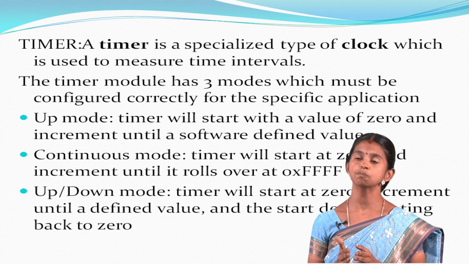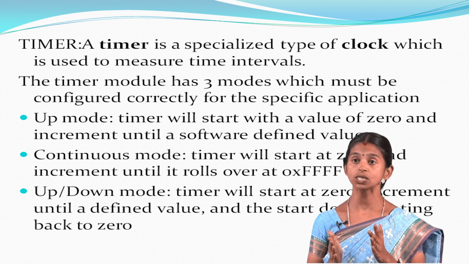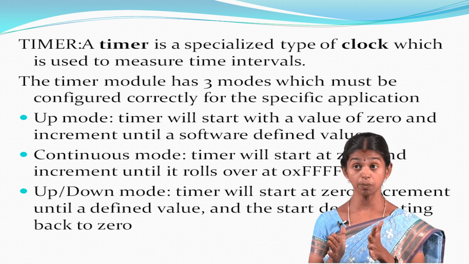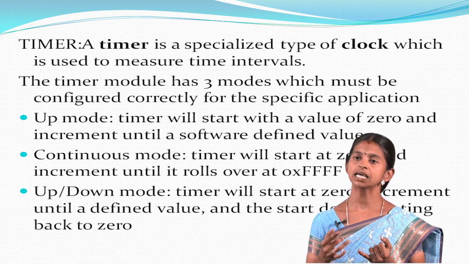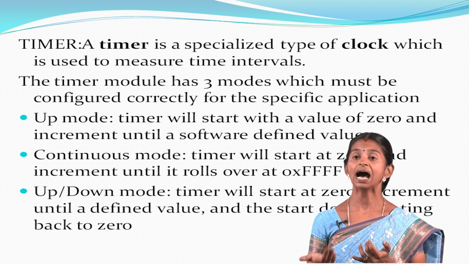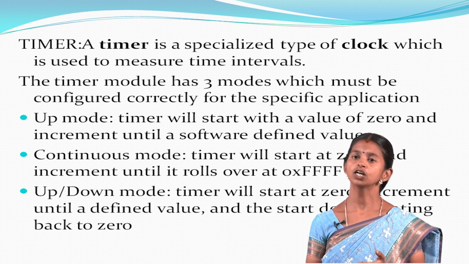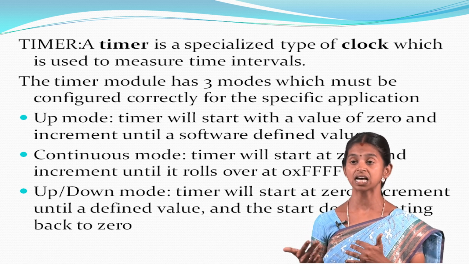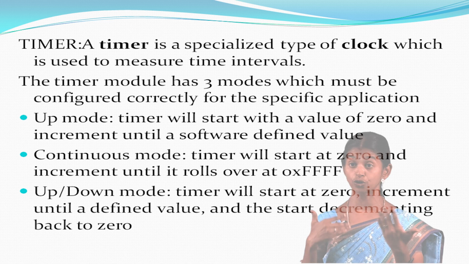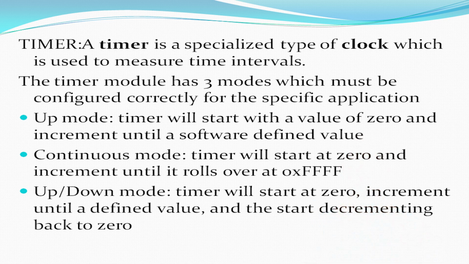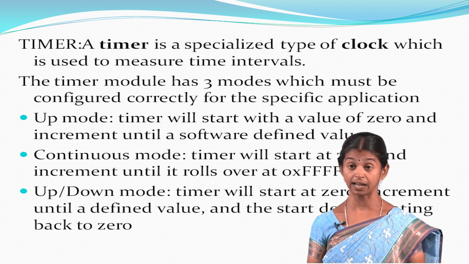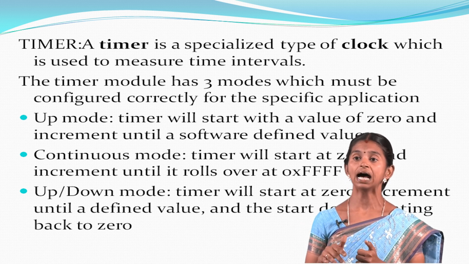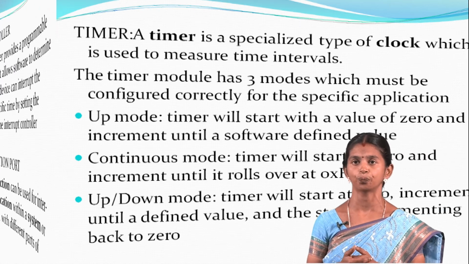Timer. A timer is a specialized type of clock which is used to measure time intervals. The timer module has 3 modes which must be configured correctly for the specific application. Up mode: the timer will start with a value of 0 and increment until a software defined value. Continuous mode: the timer will start at 0 and increment until it rolls over at 0x4F. Up and down mode: the timer will start at 0, increment until a defined value and start decrementing back to 0.